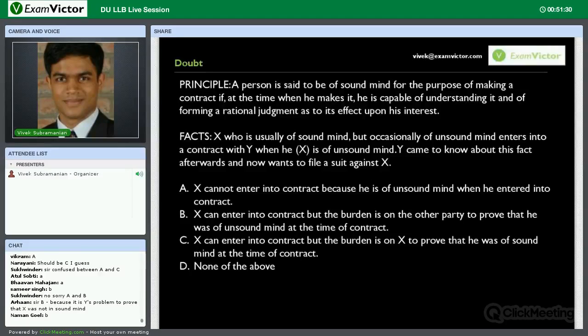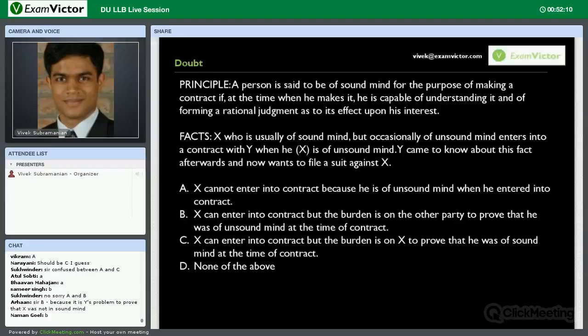Let's move on. Now, the first choice says X cannot enter into the contract because he is of unsound mind. Fairly simple. X cannot enter into the contract because he is of unsound mind when he entered into the contract. Now, to some, B and C also seem to be of importance or relevance. B says X can enter into the contract, but the burden is on the other party to prove that he was of unsound mind. And C says X can enter into the contract, but the burden is on X to prove that he was of sound mind.